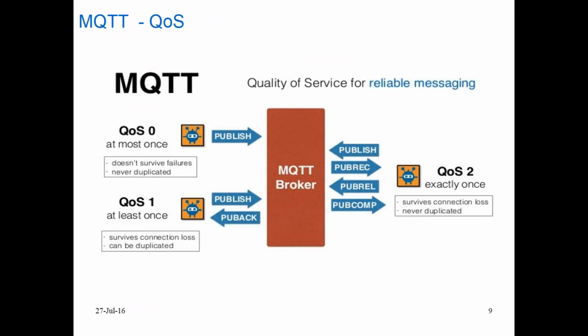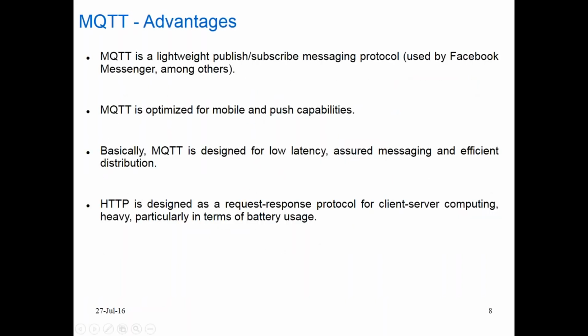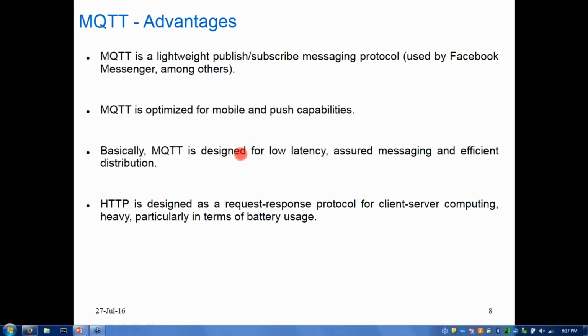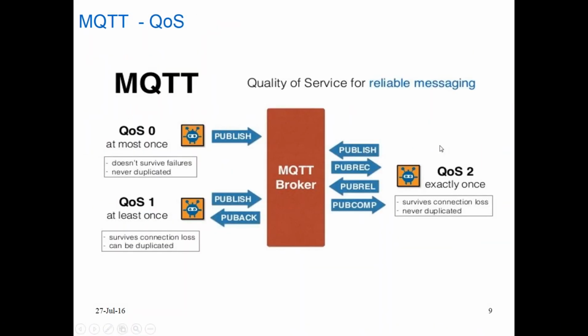Let me say more about MQTT. Like I said in the second point, MQTT is designed for low latency and assured messaging. Now let me describe how message delivery, or message transaction, is assured in MQTT. MQTT has a parameter called quality of service. We call it QoS. This QoS will ensure that your messages are delivered at various rates.